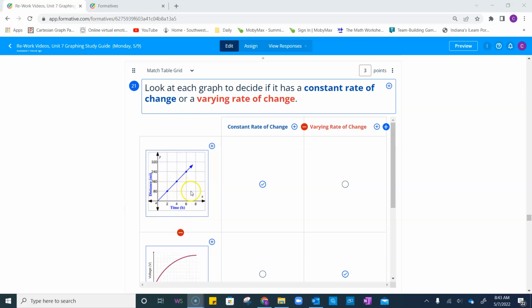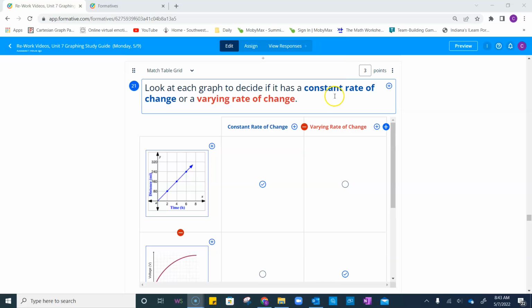All right, we're going to look at each of these graphs to decide if it's a constant change or a varying rate of change. So remember, if it has a constant rate of change, it means it's linear. And if it does not have a constant rate of change, it means it's nonlinear.